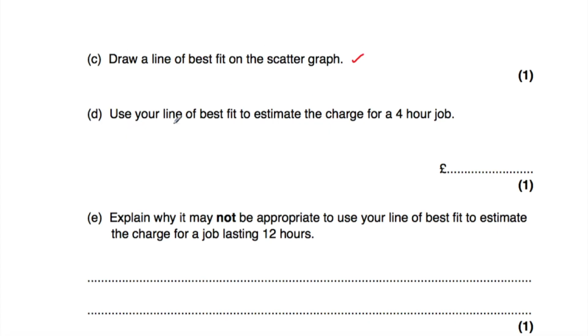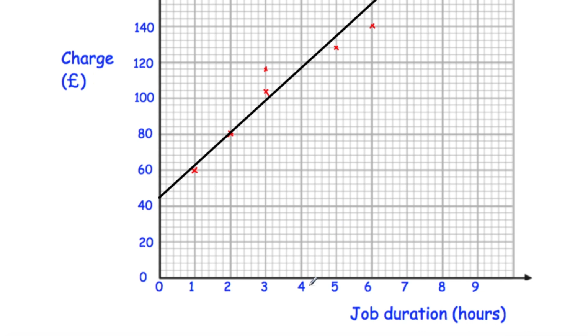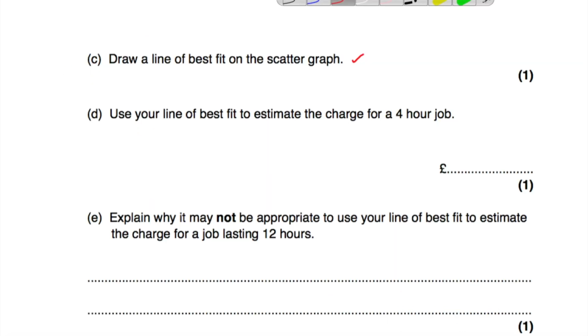And part D says use your line of best fit to estimate the charge for a 4-hour job. So we want to find the cost of a 4-hour job. So 4 hours is here. So we want to go up and across. So let's get our ruler and pencil and let's go from 4 hours up to here and across to there. And as you see, that's one box below 120. Now each box was worth 4. So one box below 120 would be 4 below 120, which is £116. So let's write that down, £116.